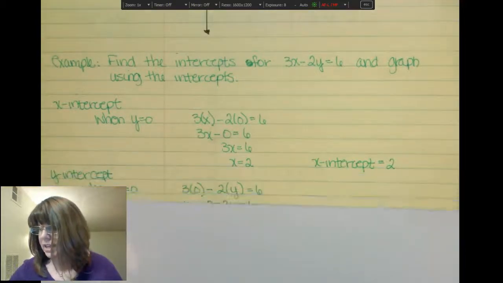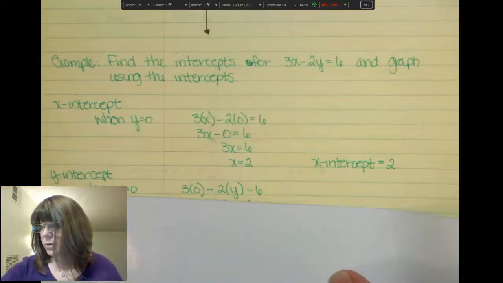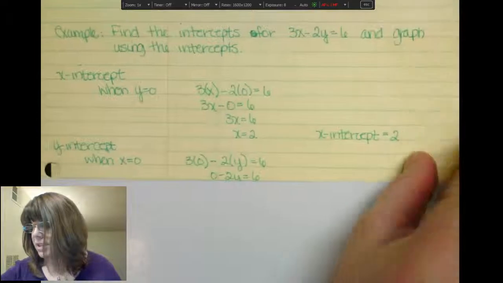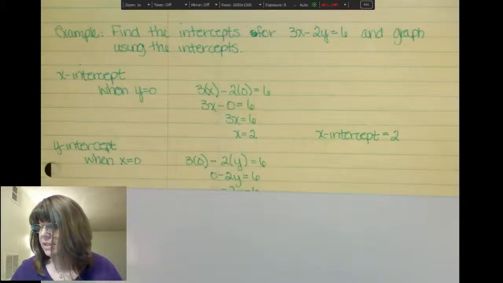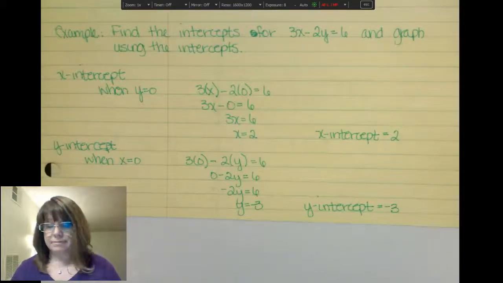Now the y-intercept is when x equals 0. When x equals 0, 3x minus 2y equals 6 gives us 3 times 0 minus 2y equals 6. So minus 2y equals 6, divided by negative 2 on each side. So the y-intercept is negative 3.